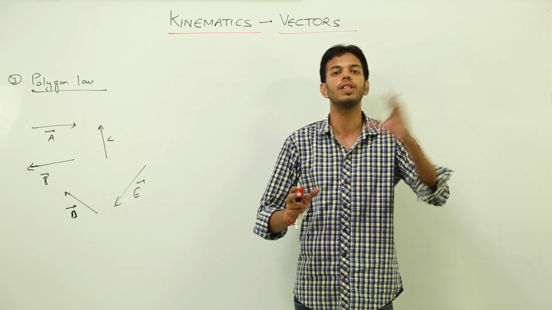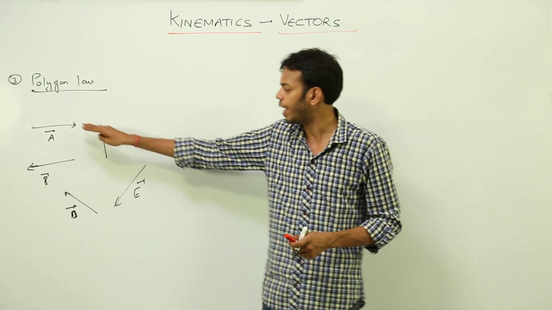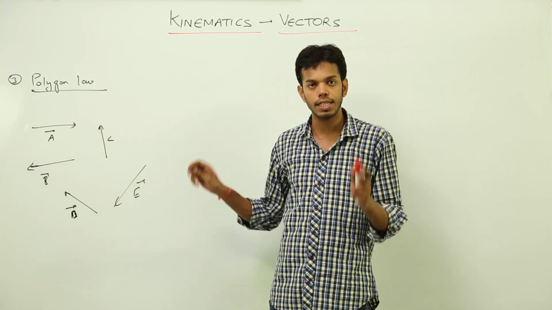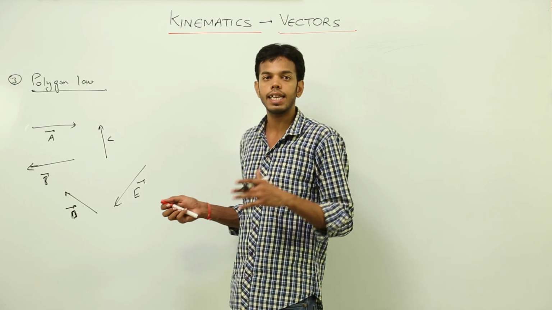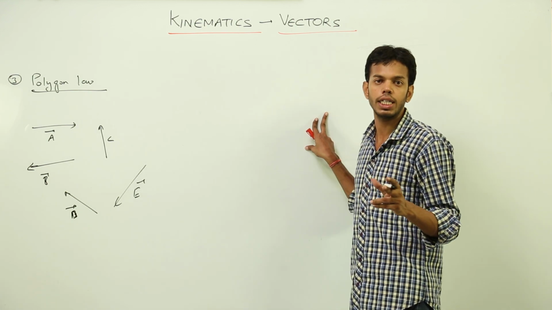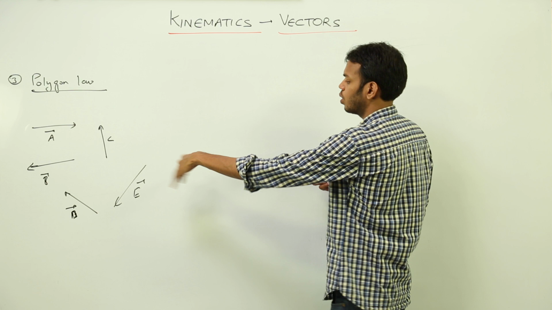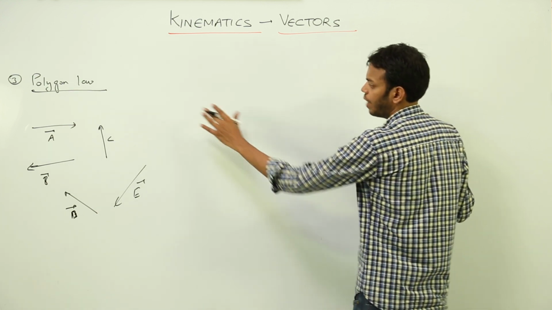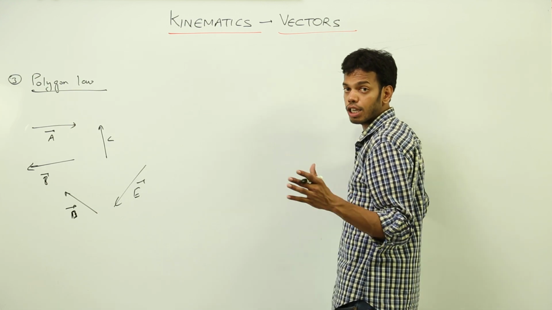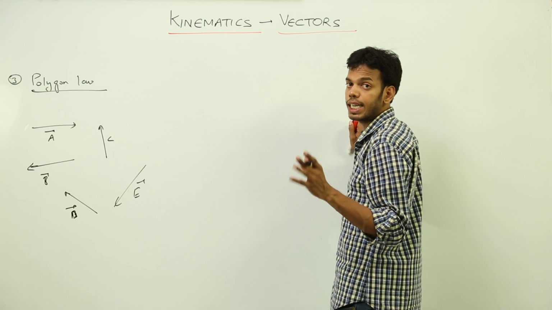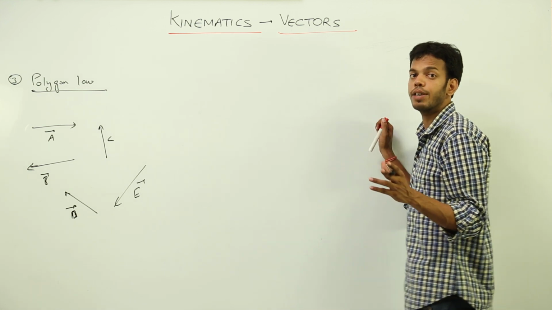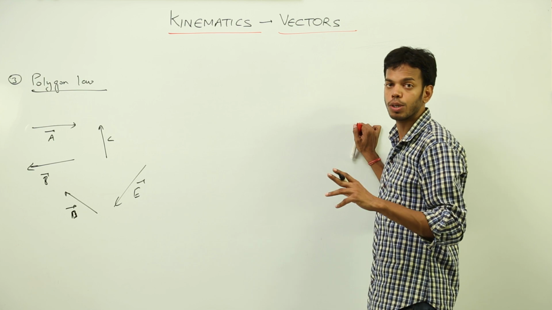So just remove this word irregular, regular. If n vectors to be added are taken as n consecutive sides of a polygon, then the resultant would be the last side of polygon taken in opposite order. So the statement is like this: if n vectors to be added are taken as n consecutive sides of a polygon taken in same order, then the resultant would be the last side of polygon taken in opposite order.